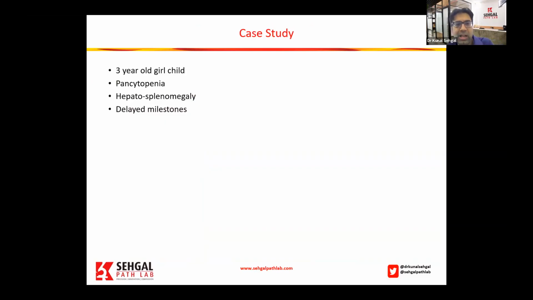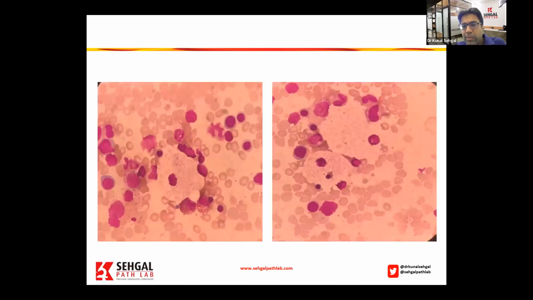Next case, again, a child. This is a 3-year-old with pancytopenia, had hepatosplenomegaly, delayed milestones. So my mind is already working. Okay, am I looking at something infiltrative because the liver is enlarged? There's maybe extramedullary hematopoiesis happening. There's a cytopenia, meaning infiltration. So at this age, okay, am I looking at something? Is it a leukemia lymphoma? But the delayed milestone is telling me, okay, there's something else happening, a little chronic.